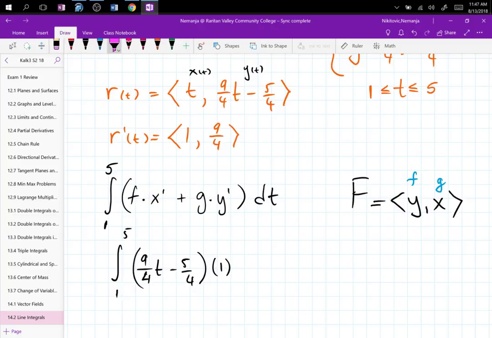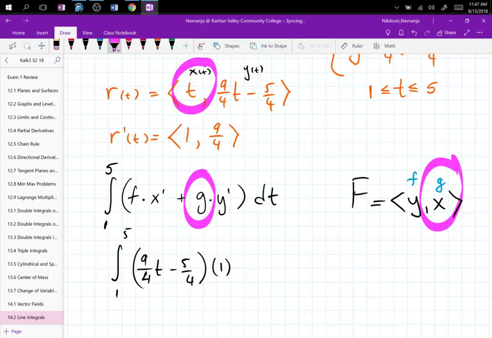So the next part that I need is g. G is this guy, which is x, which is this guy. That vector field could have been y comma y, right? Y comma y, in which case you will be using this twice. Could be anything. You know that the vector field can be anything. So you have to carefully chase what goes where. So that will give us plus t times 9/4, and then all of that dt.